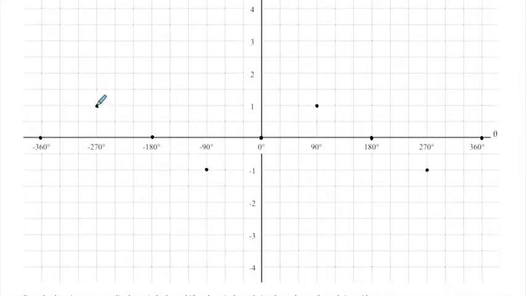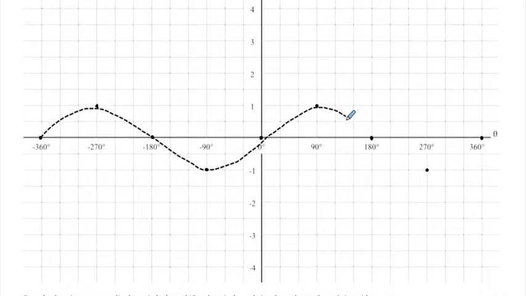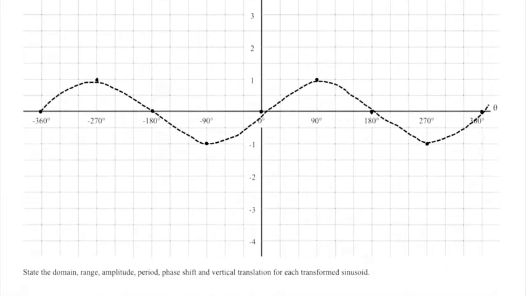So hopefully you're familiar with sketching this curve. You've probably done this what seems like a gazillion times already. So we'll go ahead and sketch in the sine curve. It doesn't have to be perfect, but there we have it. Once we've sketched that, at the very bottom it says to state the domain, the range, the amplitude, the period, the phase shift, and the vertical translation. So let's go ahead and do that based on the sine graph.